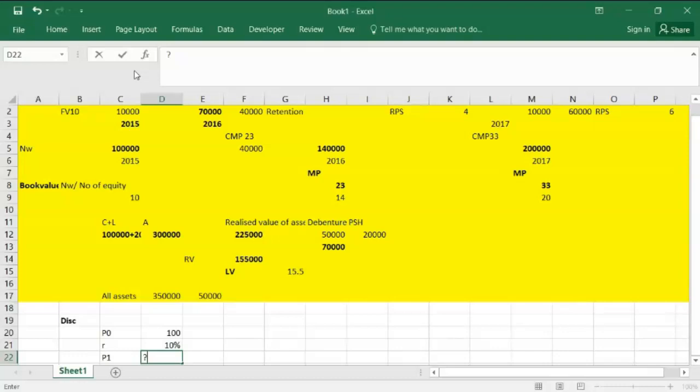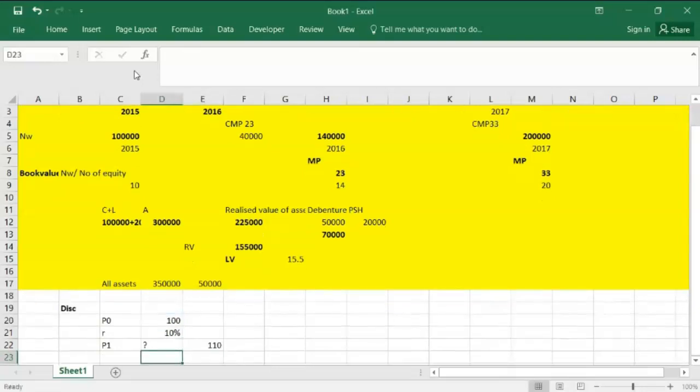So simply, P0 multiplied by 1 plus r to the power n. Here r is 10%. It means 1 plus 0.10 to the power 1, as for 1 year we are doing the calculation. So 1 plus 0.1 is 1.1. You just multiply this: 100 multiplied by 1.1 is 110. What is exactly the 110? 110 is P1.